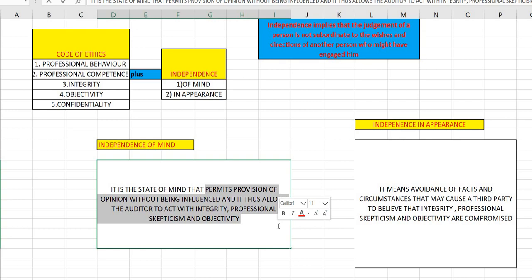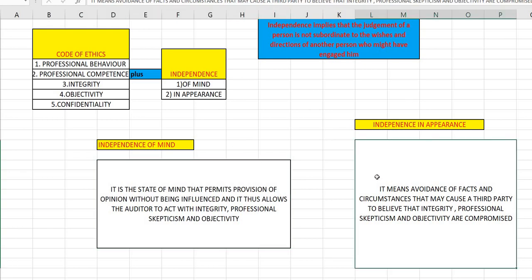If he is not being influenced, it will allow him to act in what way? It will allow the auditor to act with full integrity, full moral standards, full objectivity, full truthfulness and professional skepticism, and to ask the questions he needs to ask with a questioning mind to the managers of A Limited. So independence of mind is very simple. It is a state of mind that permits provision of opinion without being influenced by anyone, and it thus allows the auditor to act with three things: integrity, objectivity and professional skepticism.